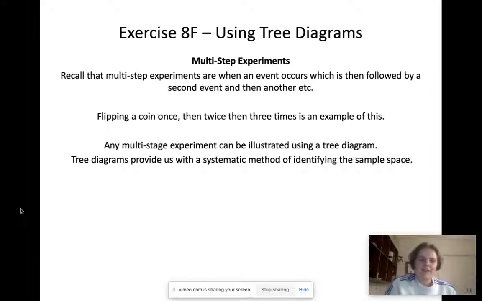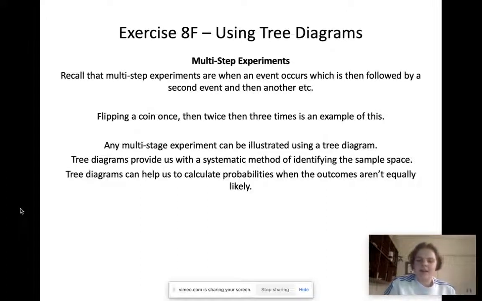The good thing about tree diagrams is they give us a systematic method of identifying the sample space. What I mean by that is you're going to get all the possible options. You're not going to miss any. And the good thing about tree diagrams as well is when the outcomes aren't equally likely, they can help us calculate probabilities. With the tables, like we did last time, it was only for when they were equally likely. So this one's going to help us when they're not equally likely as well.